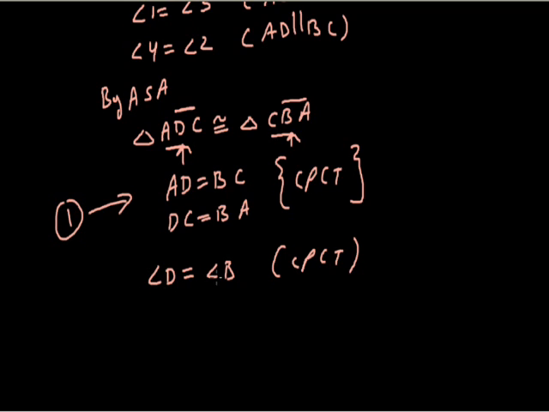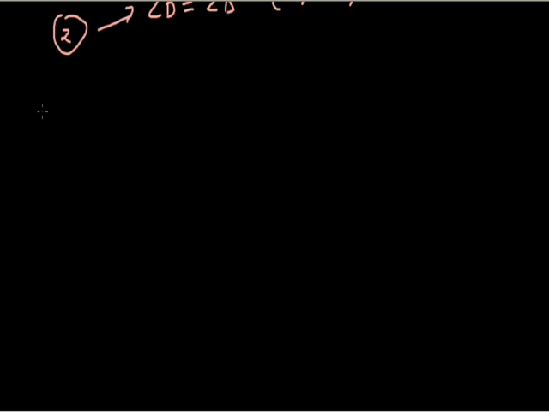And opposite angles are equal. This is our second result. Now we see the proof of the third result. Now we have to prove that the diagonals bisect each other.